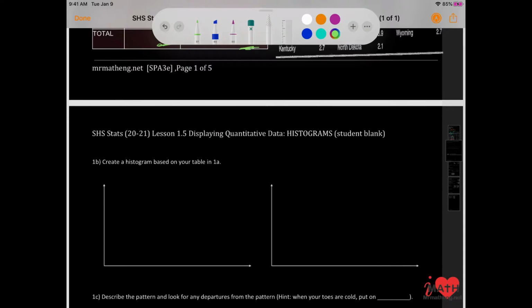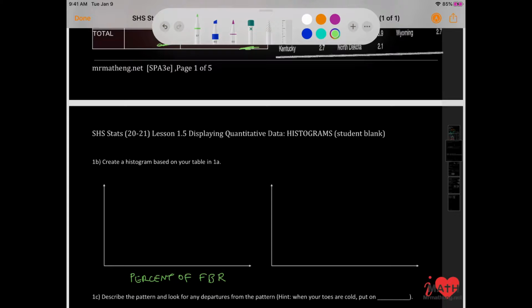All right, if you go to the next page, it says create a histogram based on a table in 1A. So if you look above, we have 2 types of histograms we need to create. I'll do one of these. You have the percent of foreign-born residents, and on your quizzes or tests, if I ask you to do free response, I want you to write all that out.